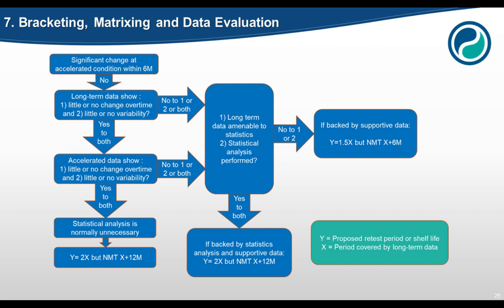If we do observe, the first question we check is whether we have significant change at the accelerated condition within 6 months. If our answer is no, that means our product is stable. The next step is we check the long-term data. If the data show little or no change over time, and little or no variability, and our answer is yes to both, that means our product is very stable.